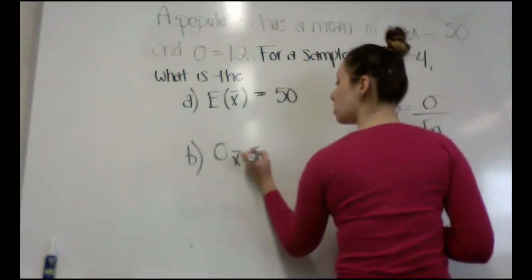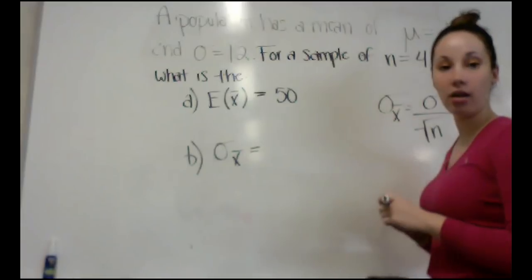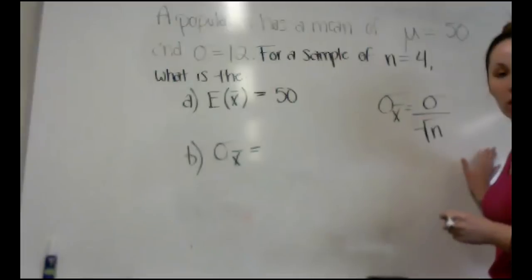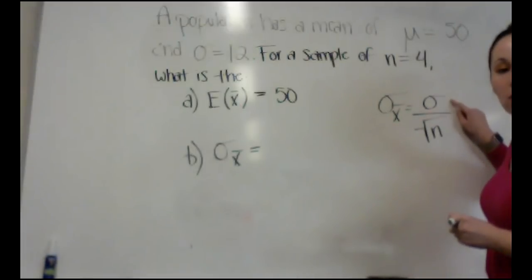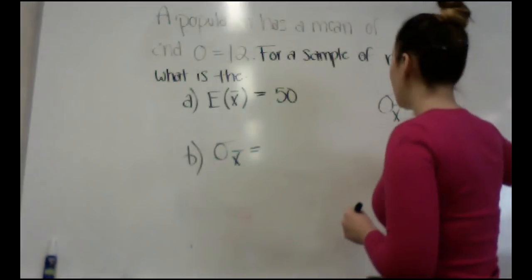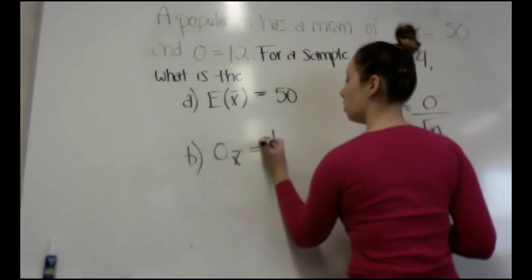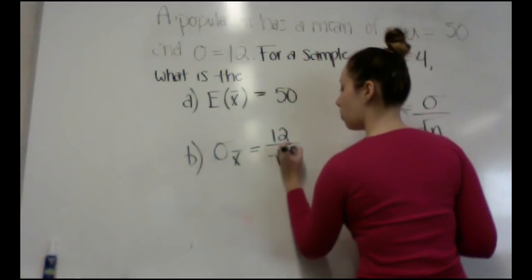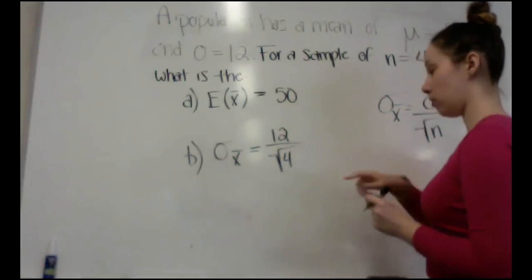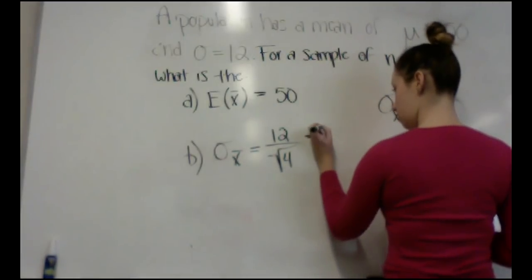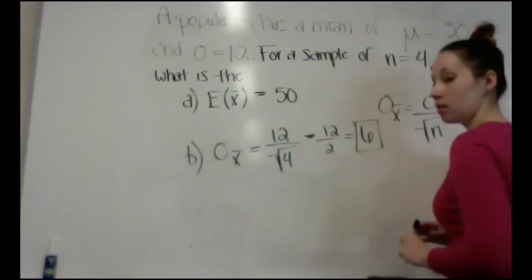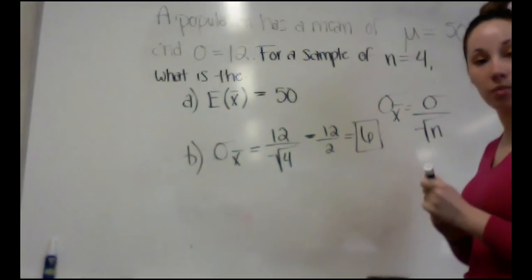The next thing that it asks for is standard error. And remember that standard error is the standard deviation of a sampling distribution, and we find it by using this formula here. We use our population standard deviation and put it over the square root of our n. In this case, our population standard deviation is 12. Our n is 4. So we just put 12 over the square root of 4. So we get that our standard error is 6. Pretty simple stuff there.